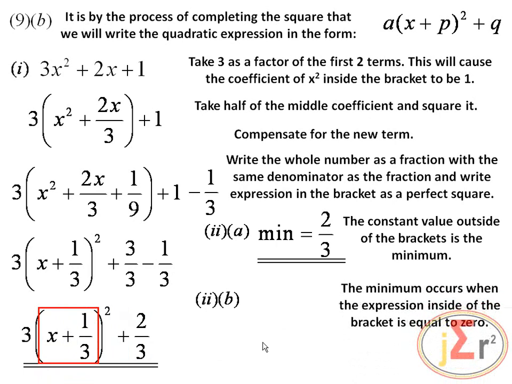The minimum occurs when the expression inside of the bracket is equal to 0, where x plus 1/3 is equal to 0. Solve this simple equation, we get x is equal to negative 1/3.